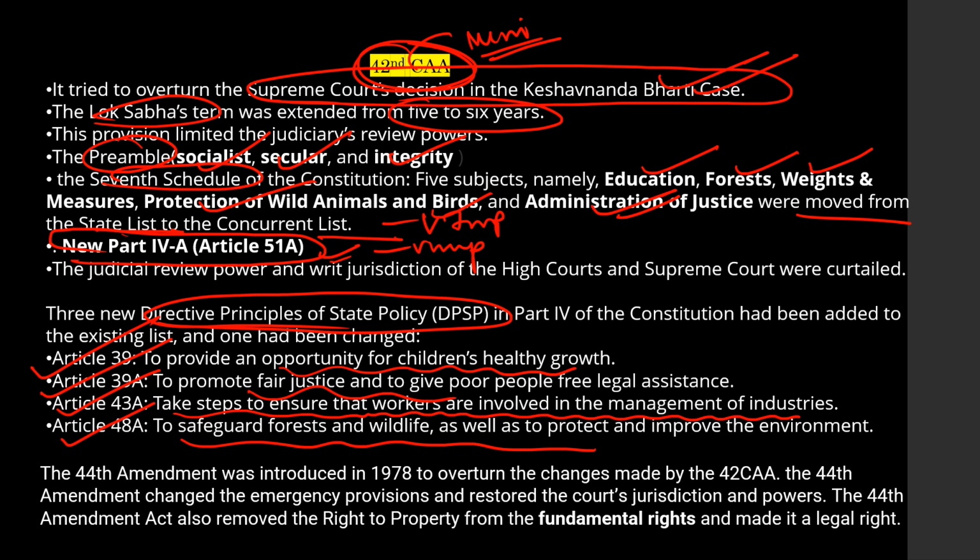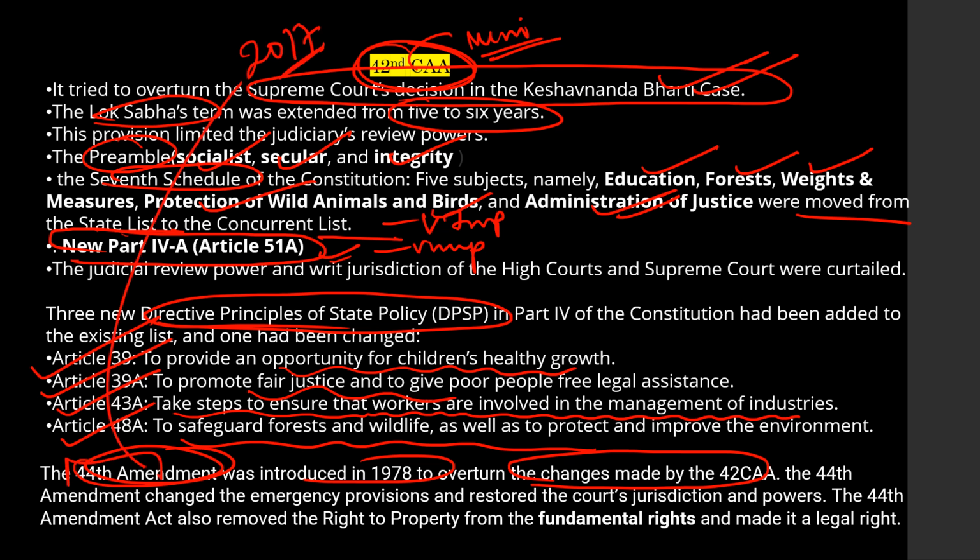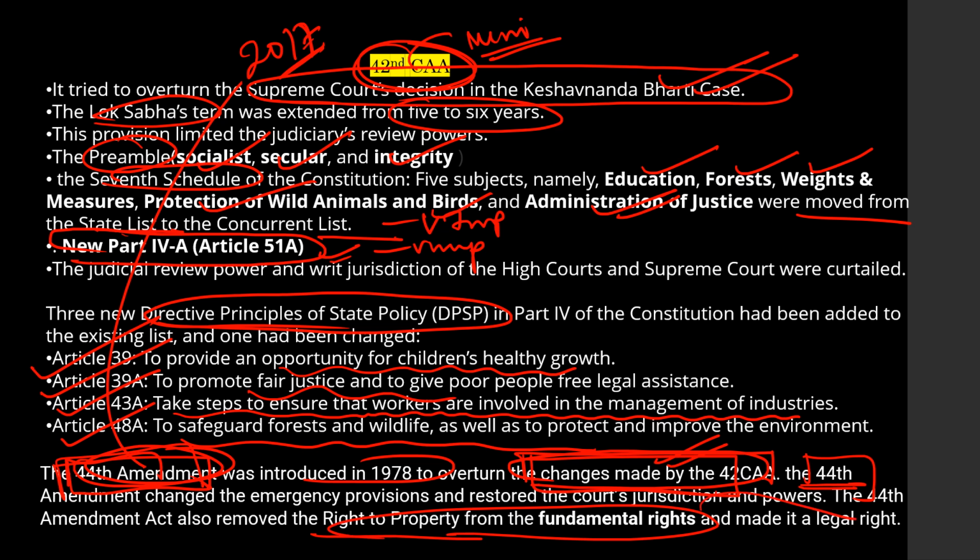So 44th amendment, basically what it was introduced to overturn the features of 42nd amendment. This is very, very important. So 44th amendment, you can see the question which came in the 2017 prelims examination. Okay, it was asking about 44th amendment. Why is it important? Because it overturned the features of 42nd amendment, which is very, very important. But 44th amendment also deleted the right to property from fundamental right, and it brought it as a constitutional right or a legal right. Okay, this is very, very important.